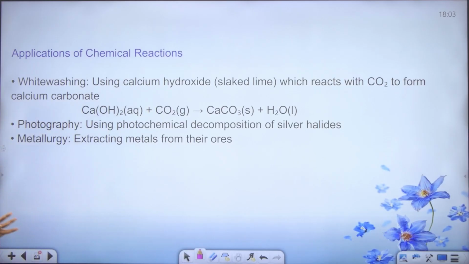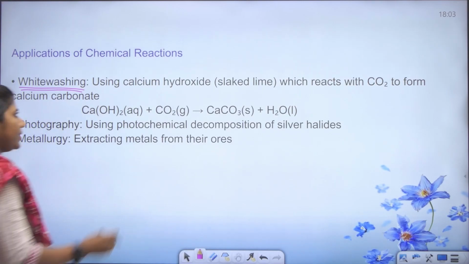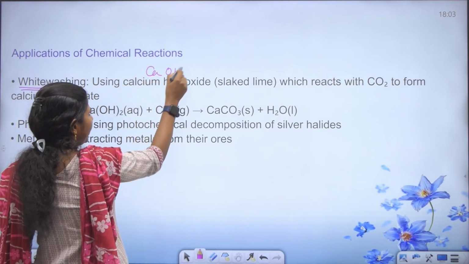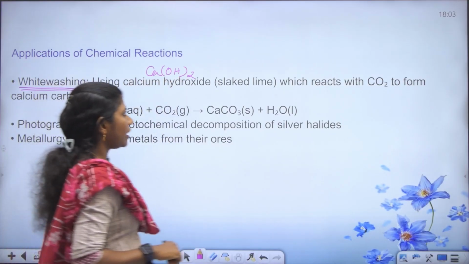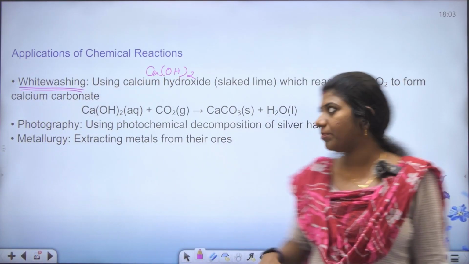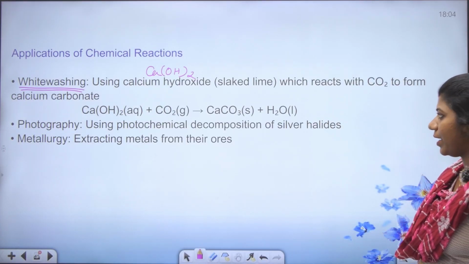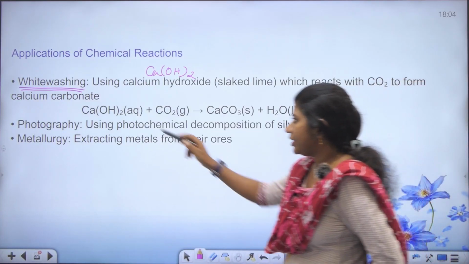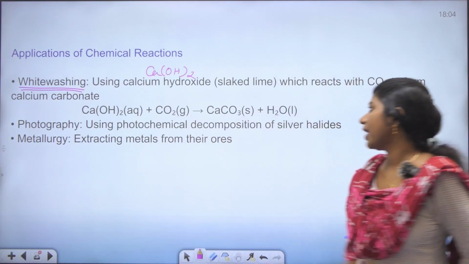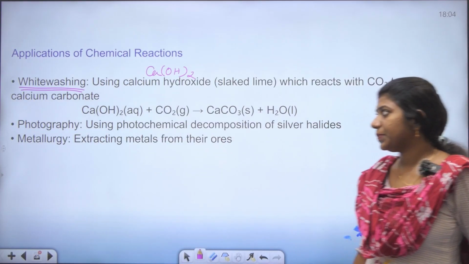Some applications are here. Many applications exist, but only 3 are covered here. One application is whitewashing, using calcium hydroxide, Ca(OH)2. The common name of calcium hydroxide is slaked lime. Calcium hydroxide reacts with carbon dioxide to form calcium carbonate: calcium hydroxide plus carbon dioxide gives calcium carbonate and water.